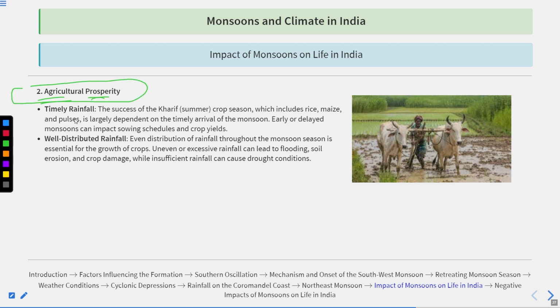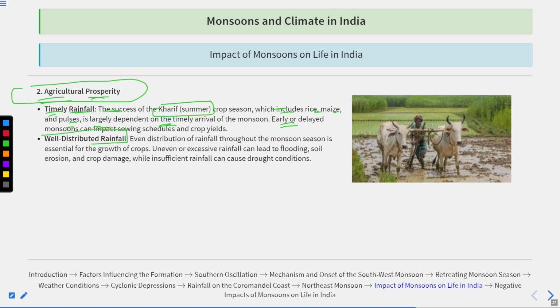Thereafter, agricultural prosperity, timely rainfall. The success of the Kharif summer crop season, which includes rice, maize and pulses, is largely dependent on the timely arrival of the monsoon. Early or delayed monsoon could affect the sowing schedules and the crop yields as well.